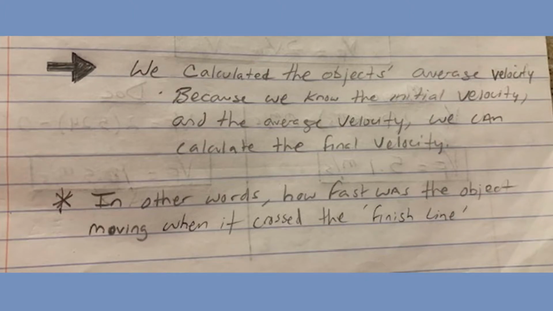Now, by using the formula of speed equals distance divided by time, what we actually calculated was the average speed. Or now that we've established a positive direction in both time and distance, we can say we calculated the average velocity. Now we also know the initial velocity, as in the starting velocity of both test subjects. Both started at a standstill at 0 meters per second. And because of that, we can actually figure out the final velocity. Or in other words, how fast was each test subject moving when they crossed the finish line.